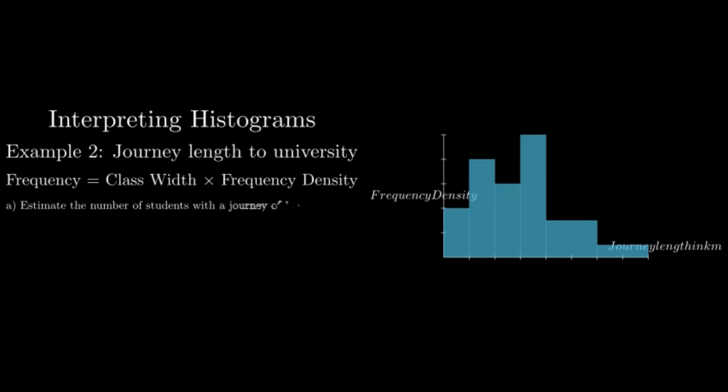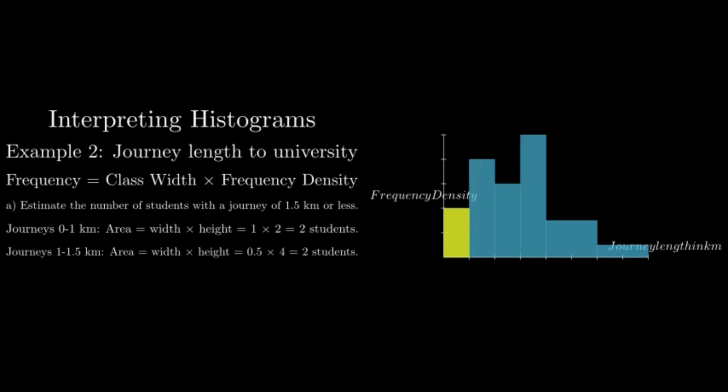The x-axis is journey length in kilometers, and the y-axis is frequency density. Remember, the key is that frequency equals class width times frequency density. Let's answer our first question. Estimate the number of students with a journey of 1.5 kilometers or less. This range covers the first bar completely and half of the second bar.